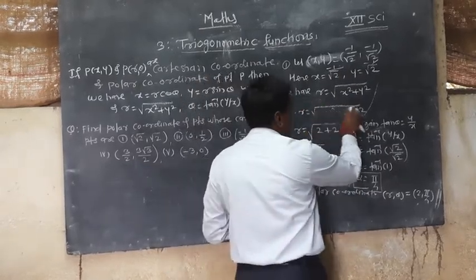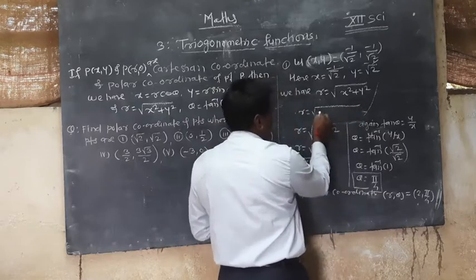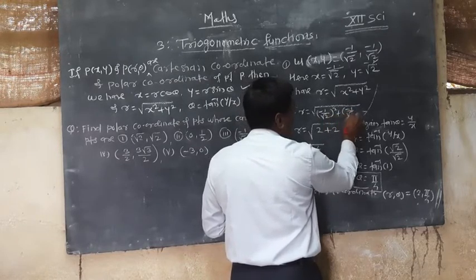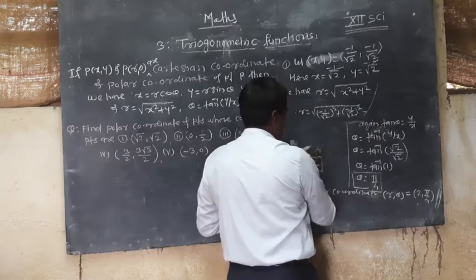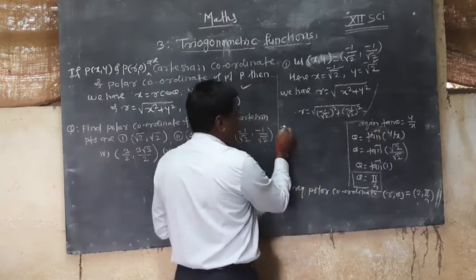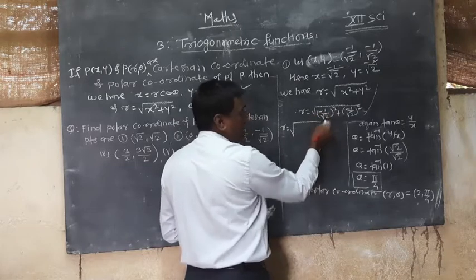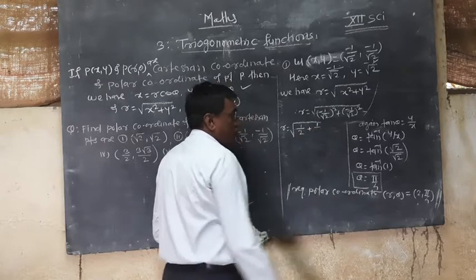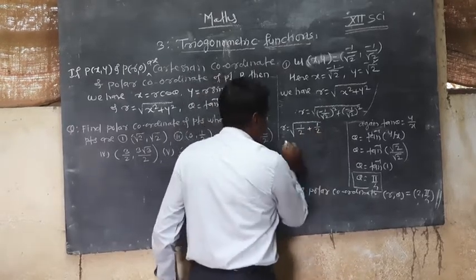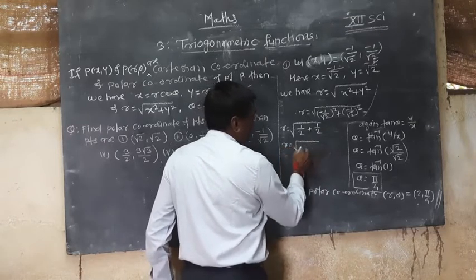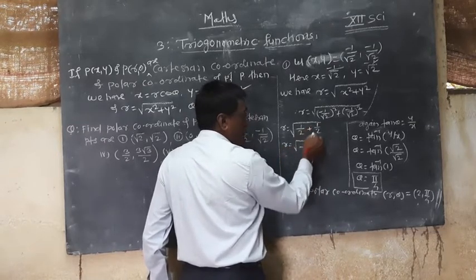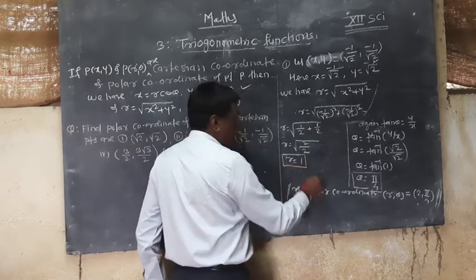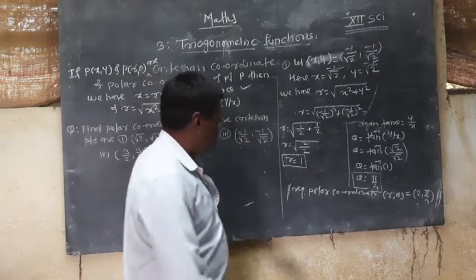In this relation, substitute the values of x and y. That is minus 1 upon root 2 bracket square plus minus 1 upon root 2 bracket square. Simplify this. We get r is equal to under root of 1 upon 2 plus 1 upon 2, since the square of minus 1 upon root 2 is 1 by 2. The common denominator is 2, and the sum of the numerators, 1 plus 1, is 2, therefore r is equal to under root of 1, so r is equal to 1 because the square root of 1 is positive.